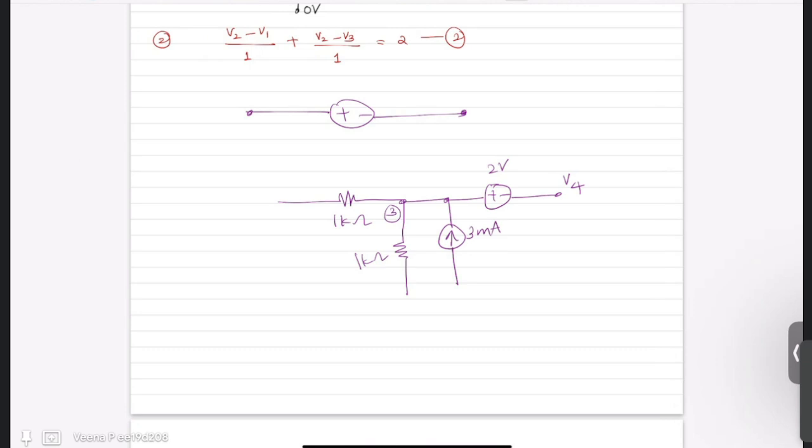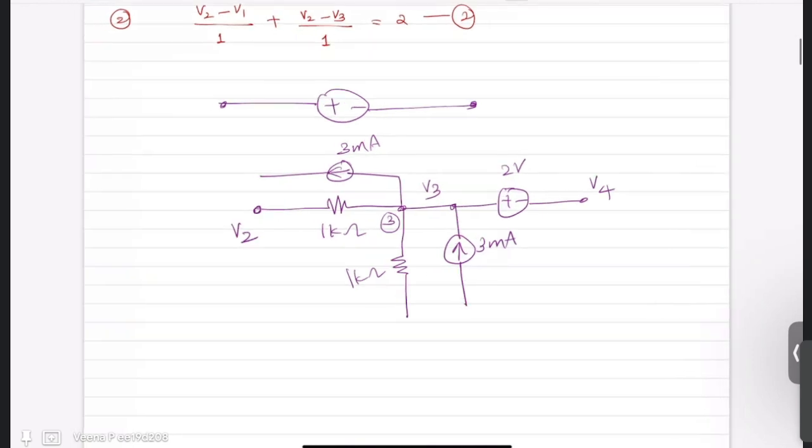Now these two are node 3. Now another current source of 3 milliampere goes out. Now this is your node 2, so this is V2. This is V3. Now you see this V4 is further connected to a 1 kilo ohm resistor and a 5 milliampere current source. Now these all are connected to ground.